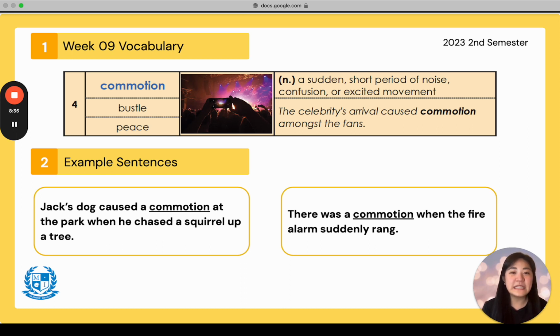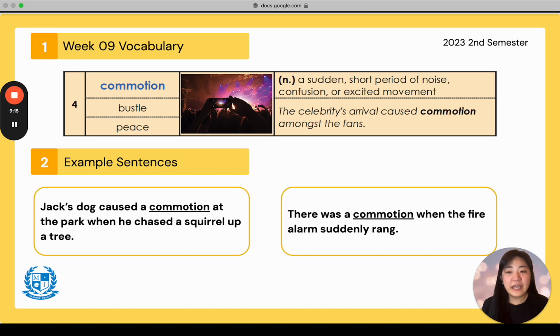The example sentence says, the celebrity's arrival caused commotion amongst the fans. So maybe you see, I don't know, BTS, or who else is really popular these days? I'm not sure. So pretend BTS came in, everyone's like, wow! It's really loud, everyone's going crazy, and it's chaotic. Okay? So another synonym for commotion would be chaos, because it is a noun. Repeat after me. The celebrity's arrival caused commotion amongst the fans.